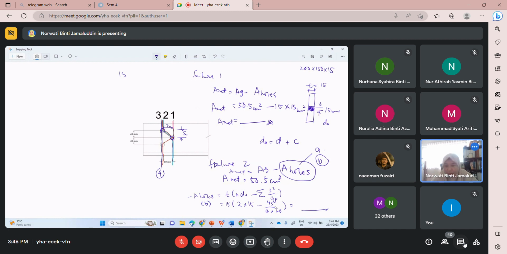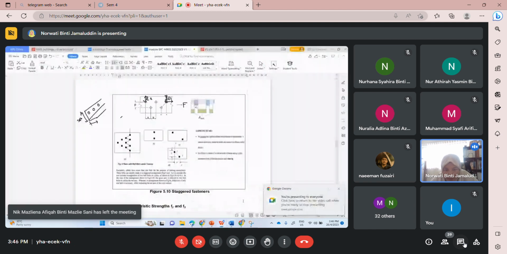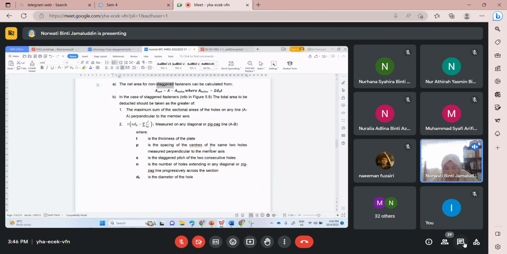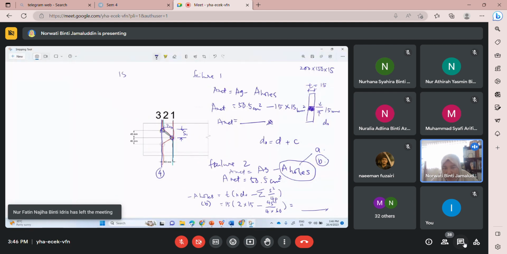Wait. What is S? Let me check again. This is the picture of S. P is the spacing perpendicular to the member S. This is the member S, so this is the P. This is the S, sorry. So P is 60, 60 power of 2. This one is 45.